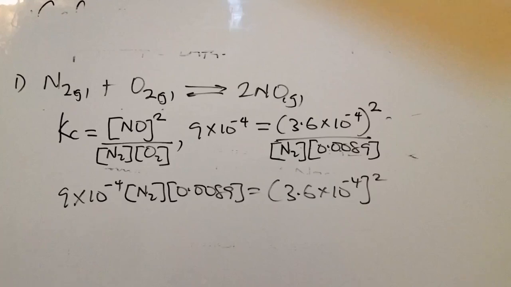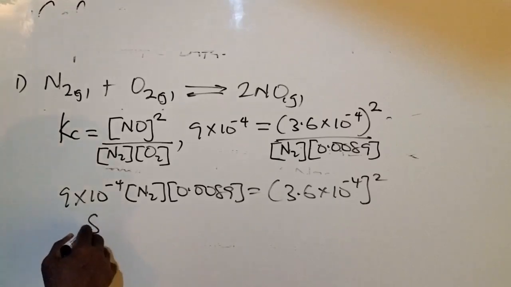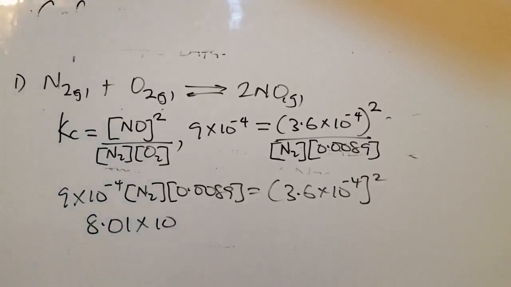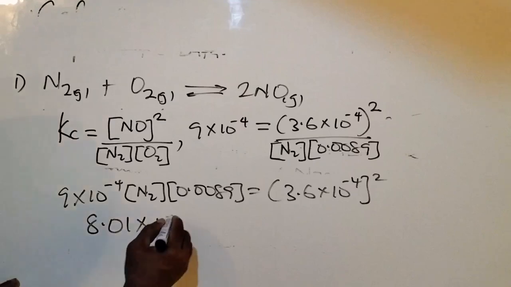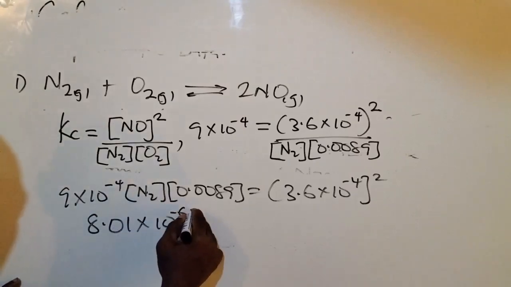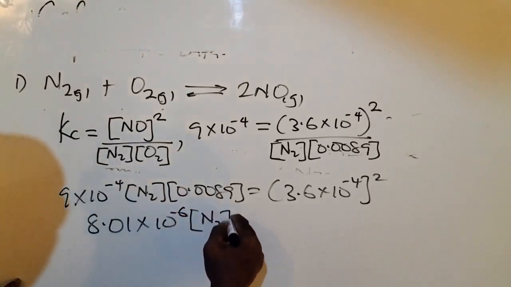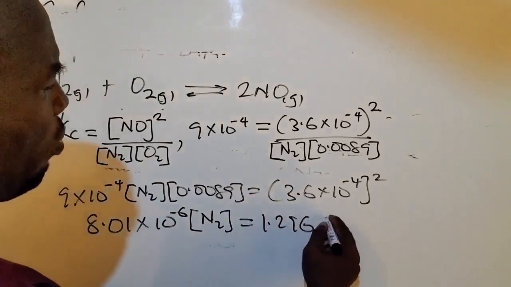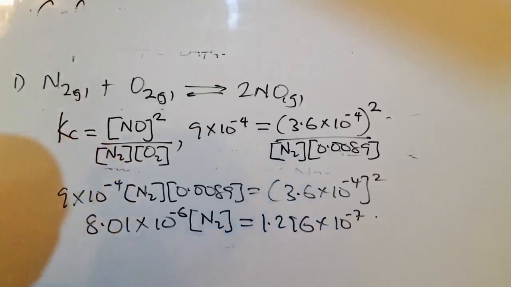Then multiplying 9 times 10 power minus 4 by 0.0089 will give us 8.01 times 10 power minus 6. Then multiply by the concentration of nitrogen at equilibrium, equal to the square of this side, 3.6 times 10 power minus 4 all squared, which gives us 1.296 times 10 power minus 7. So having done that, you now make the concentration of nitrogen the subject of the formula.